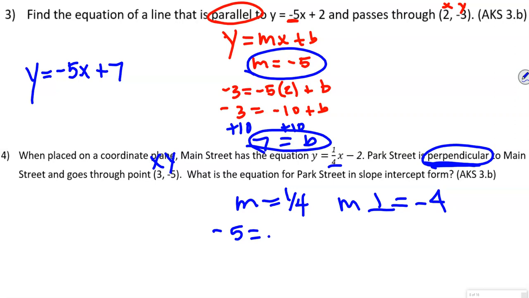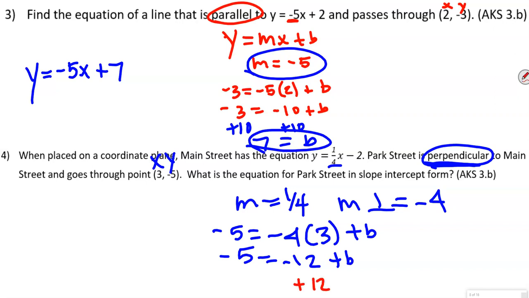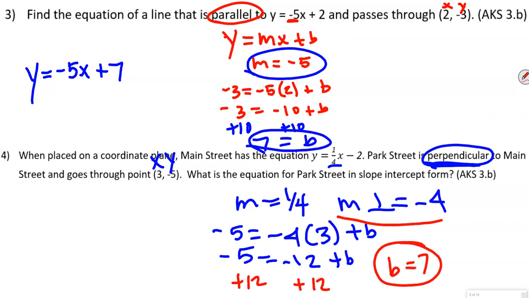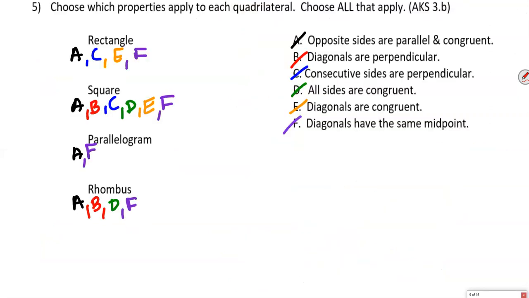So we're going to multiply negative 4 times our x value, which is 3, plus our b, okay? So this is going to be negative 5 equals negative 12, because negative times positive is a negative, plus b. We're going to add 12 to both sides. And 12 minus 5 is 7, right? So B is 7 here, and that's our new b. So our equation here is y is equal to negative 4x plus 7.